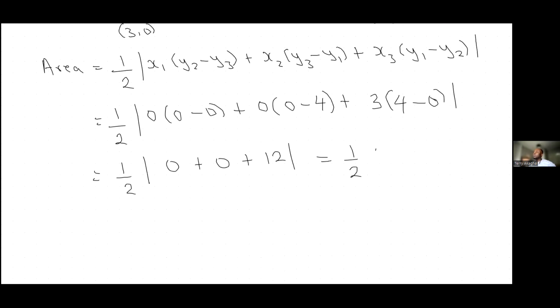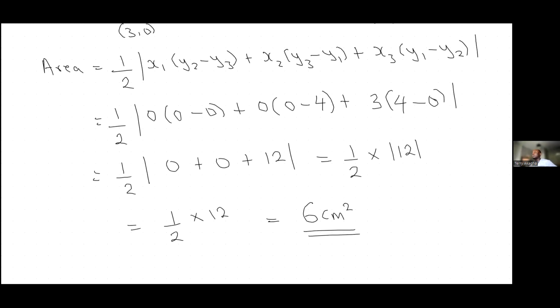So which is equal to 1/2 times the absolute value of 12. Remember, the absolute value means that even if you have a negative sign, it's going to become positive. So that will be equal to 1/2 times 12, and that is going to give us 6 centimeters squared. And that is the answer for that. So that's how you find the area for that.